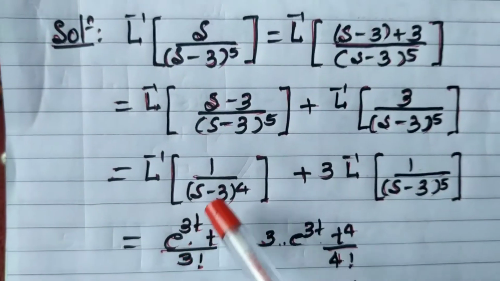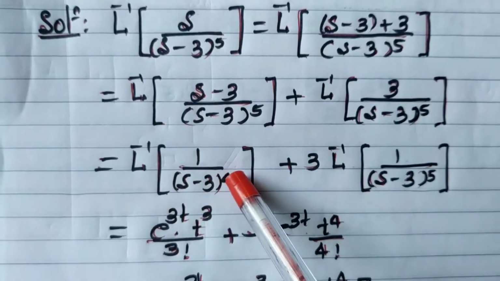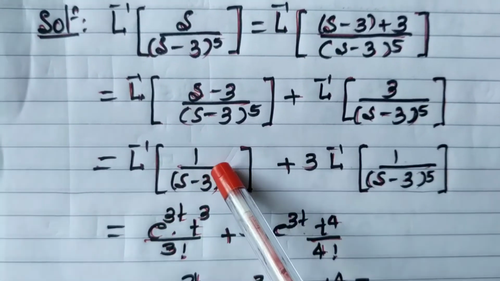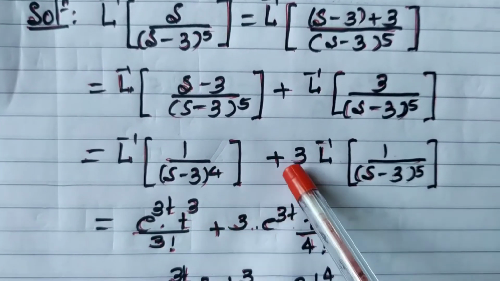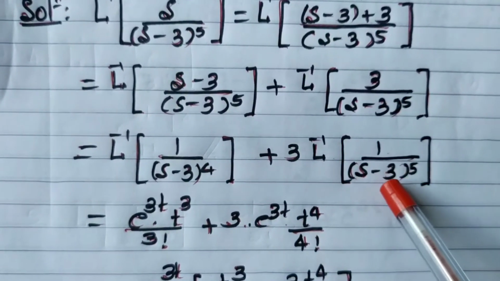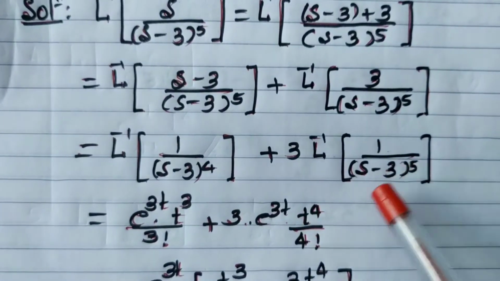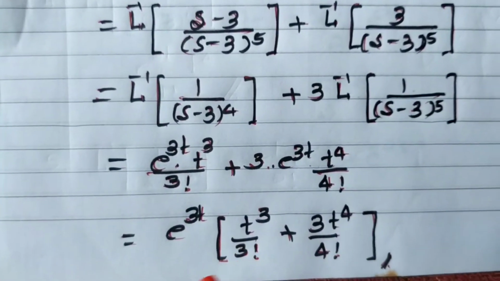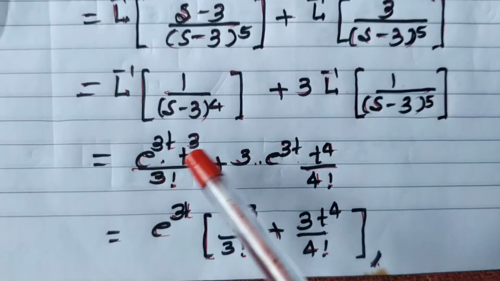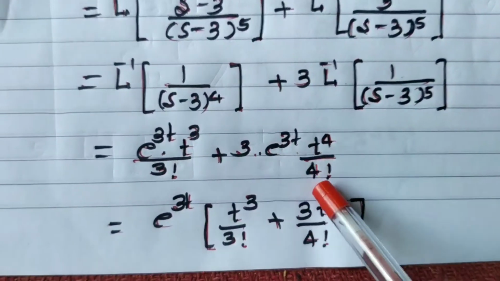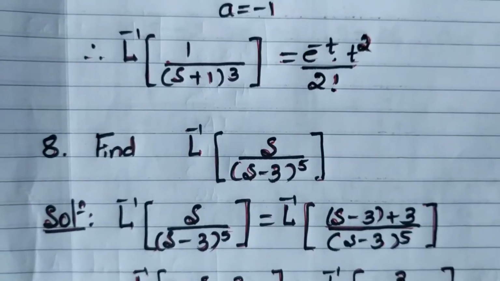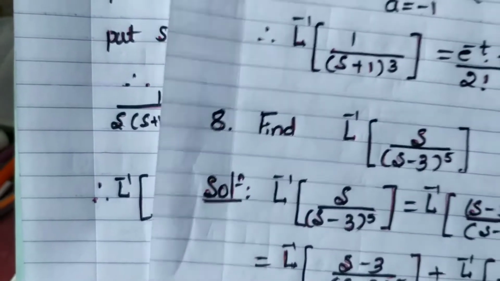Therefore we have L inverse of the (s minus a) raised to n type. It is e raised to 3t, t raised to 3 divided by 3 factorial. Then 3 as it is, and here it is also e raised to 3t, t raised to 4 divided by 4 factorial. Making e raised to 3t common from these two, we have t cube divided by 3 factorial, plus 3 into t raised to 4 by 4 factorial. So this is a little different from the previous examples.